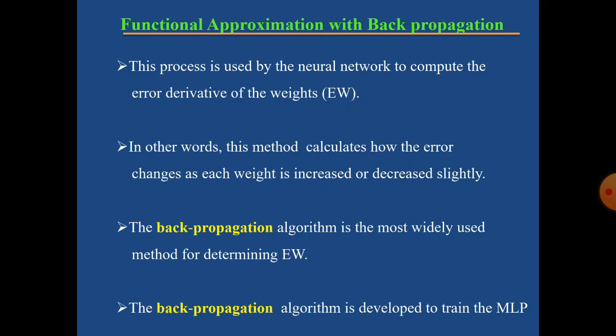Here the author says that this functional approximation process is used by the neural network to compute the error derivative of the weights. In other words, this method calculates how the error changes with respect to the weight. If the weight is increased, what is the change in error? If the weight is decreased, what is the change in the error? That's what the author says. These two points are explained with a figure.